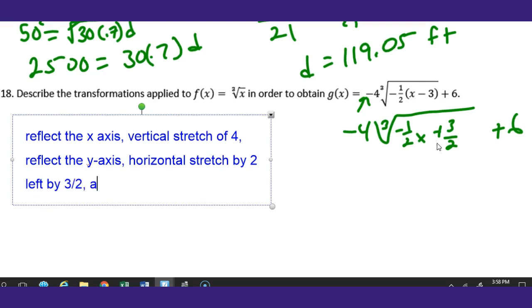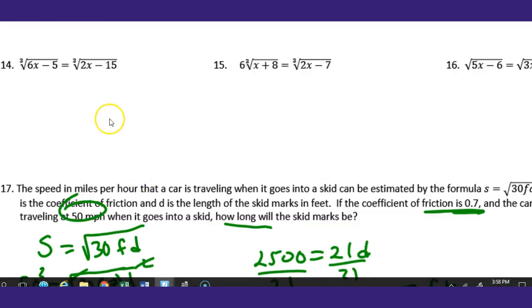And finally, up 6. All right, 1, 2, 3, 4, 5, 6 transformations. So, man, I think that's it. Yeah, that's it. That's the video, guys.